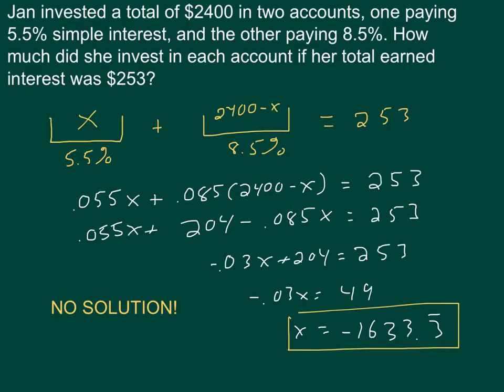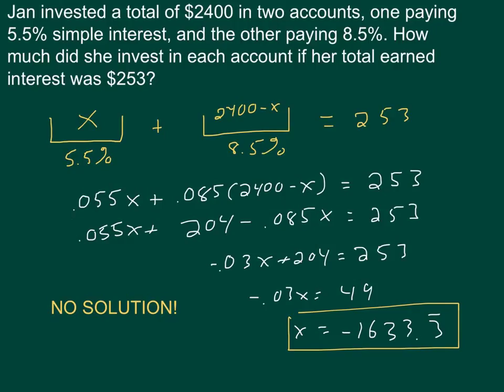As a matter of fact, if we actually invested all $2,400 in the better account, we'd only earn $204 in interest. So we actually need to have more of an investment in order to make this work. So this is a trick question where we have to examine our answer to make sure that it doesn't make any sense, and that's how we know that there's no solution. But this is the correct process, so don't be upset if there's no solution.